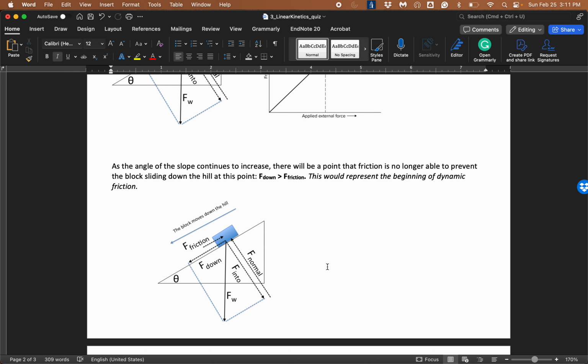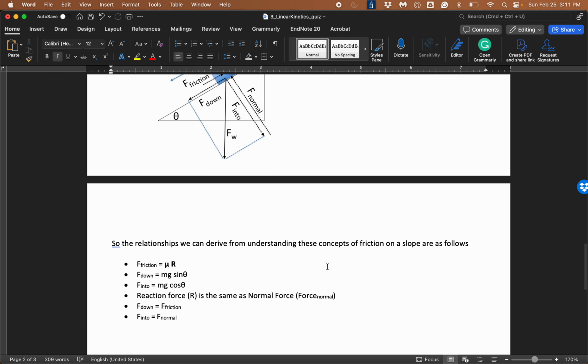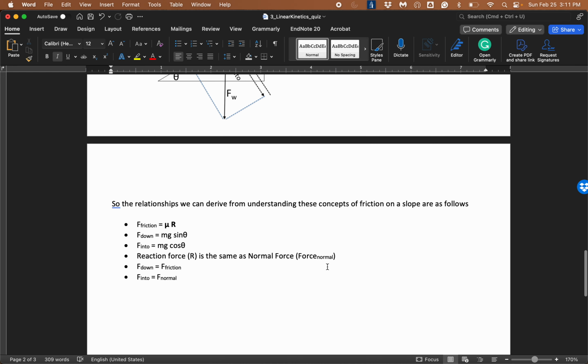So if the friction force parallel across the surface is less than the amount of downward force, we will have kinetic friction. If we're looking at these relationships, what are some things we can take away from the concepts we just discussed? The force of friction is the coefficient of friction times the reaction force, also called normal force, the same thing. That is a relationship we can use to quantify friction.